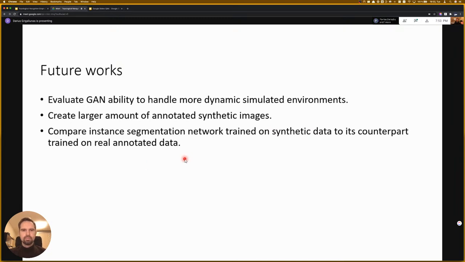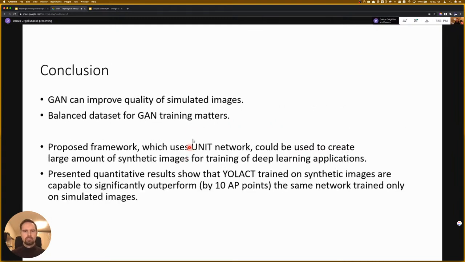It will also be interesting to compare a network trained on only synthetic images to a network trained only on real annotated data, to see how big of a gap there is between synthetic data and real data. Maybe you can even skip the real data and use synthetic data only.